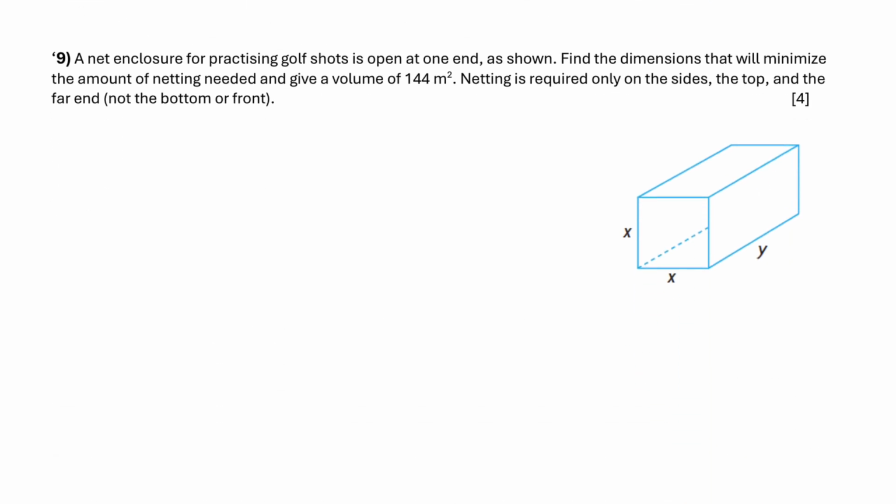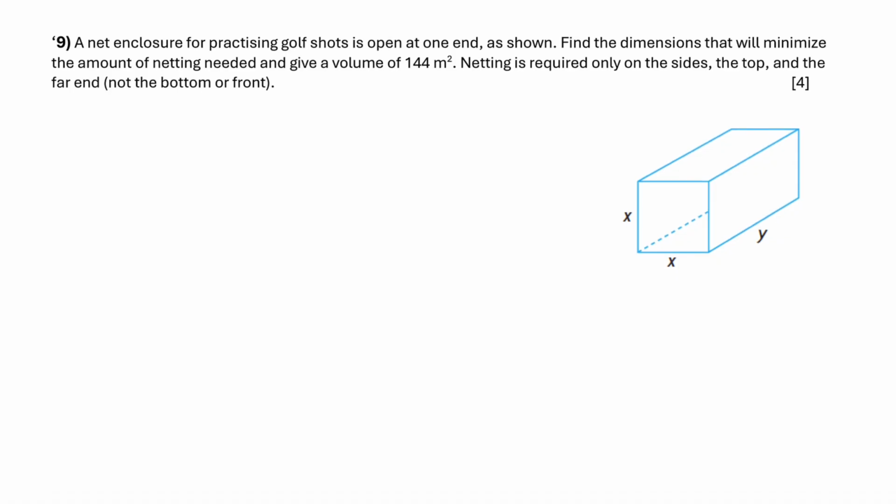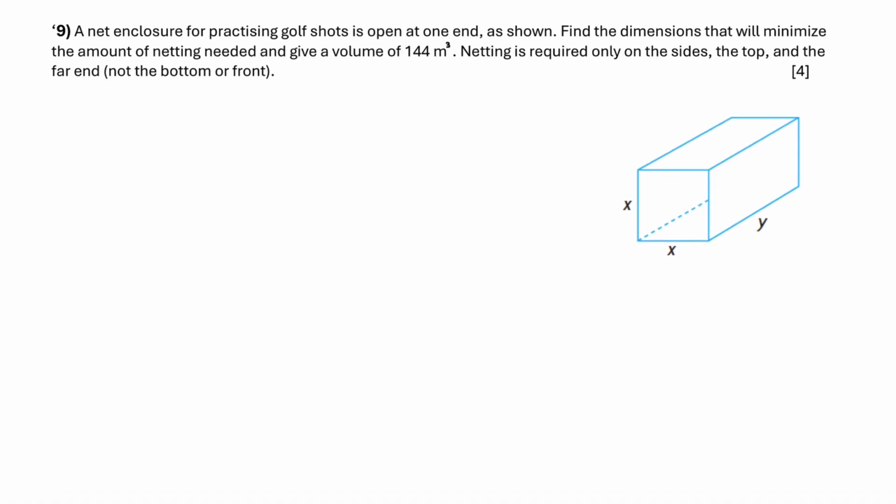Let's move on to the next question now, which is our optimization problem. A net enclosure for practicing golf shots is open at one end. So this end right here is open. Find the dimensions that will minimize the amount of netting needed and give a volume of 144 meters cubed. Netting is required only on the sides, the top, and the far end, not the bottom or the front.